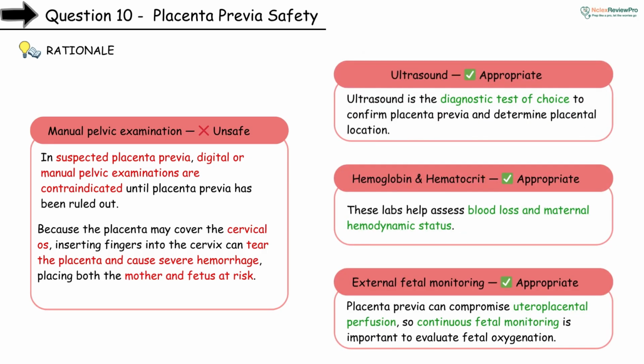Prepare the client for an ultrasound. This is appropriate. Ultrasound is the diagnostic test of choice to confirm placenta previa and determine placental location. Prepare to draw hemoglobin and hematocrit. Also appropriate. This helps assess the extent of blood loss and the client's hemodynamic status. Obtain equipment for external fetal monitoring. This is also correct. Placenta previa can affect fetal oxygenation, so continuous monitoring is important.